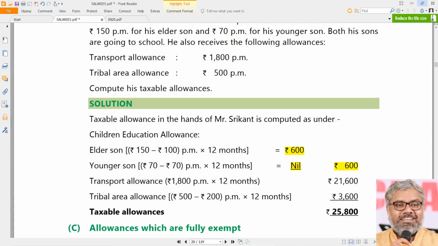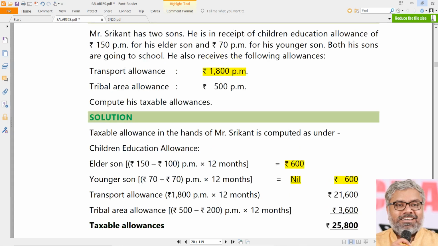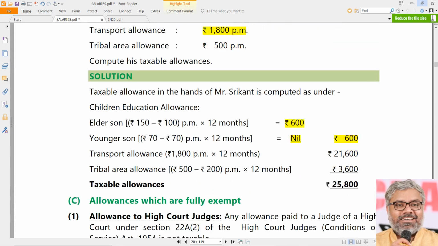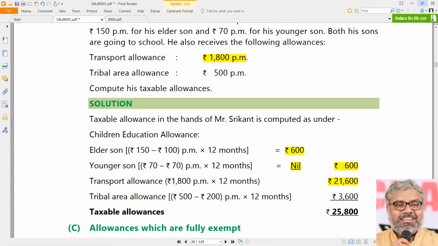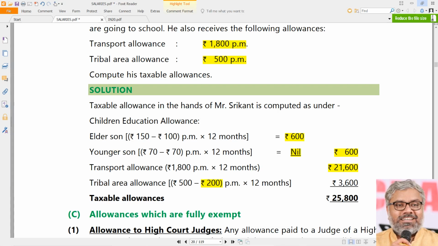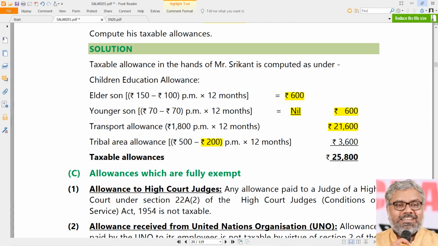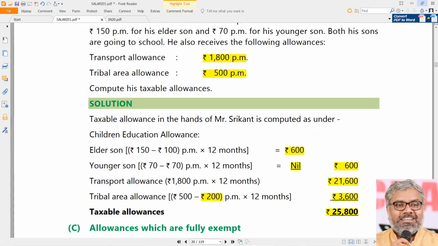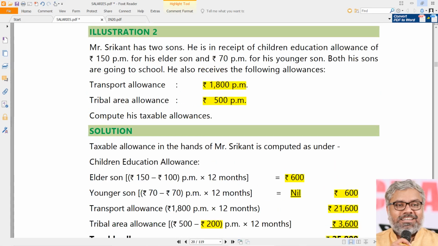Then what about transport allowance? Transport allowance is fully taxable, we know that. Fully taxable. And we cannot assume Srikanth is handicapped and all. So completely taxable. Amount is 21,600. Tribal area allowance 500 per month, he has received it, but we know how much is exempt. Exemption is 200 per month. That means taxable is 300 per month, which means 3,600 per annum. So the total of all these taxable allowances comes down to 25,800 rupees. That's it. That is how exemptions can be calculated. Depending upon information given in the question, you should remember the exemptions under 10(14)(ii). The amounts you have to remember.